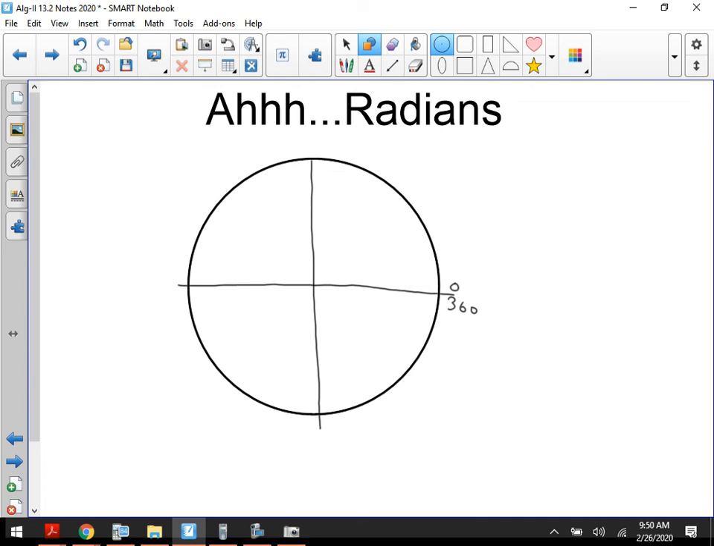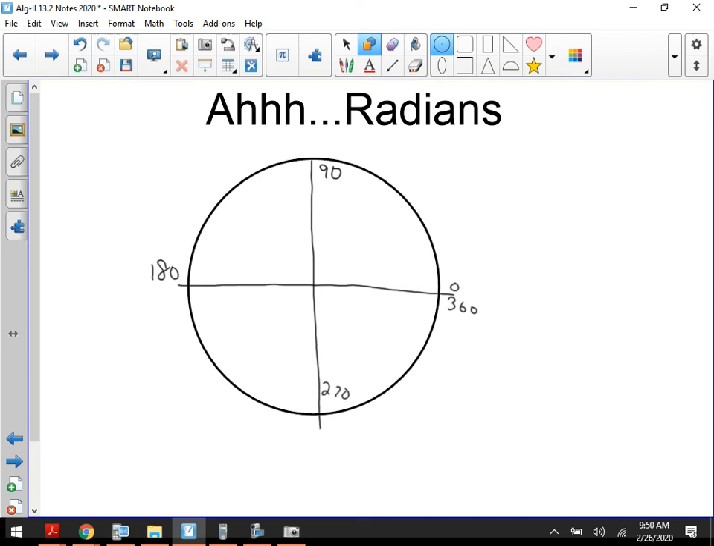What's halfway between those two? 180. Good. What's halfway between 0 and 180? 90. Okay. So I go 0, 90, 180. What's down here? 270. Good. So to get around the circle, we go around 360 degrees. Now, that's if we're going around an object, we're measuring circumference, isn't it? Yep. How do you find circumference? 2 pi r.